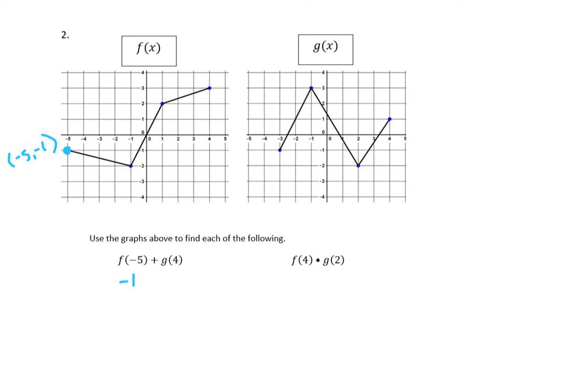Now I want to find g of 4. On the graph on the right, I'm finding 4 on the x-axis, and I come up to this point. This is the point 4, 1. So g of 4 is 1. And when I add those together, I get 0.